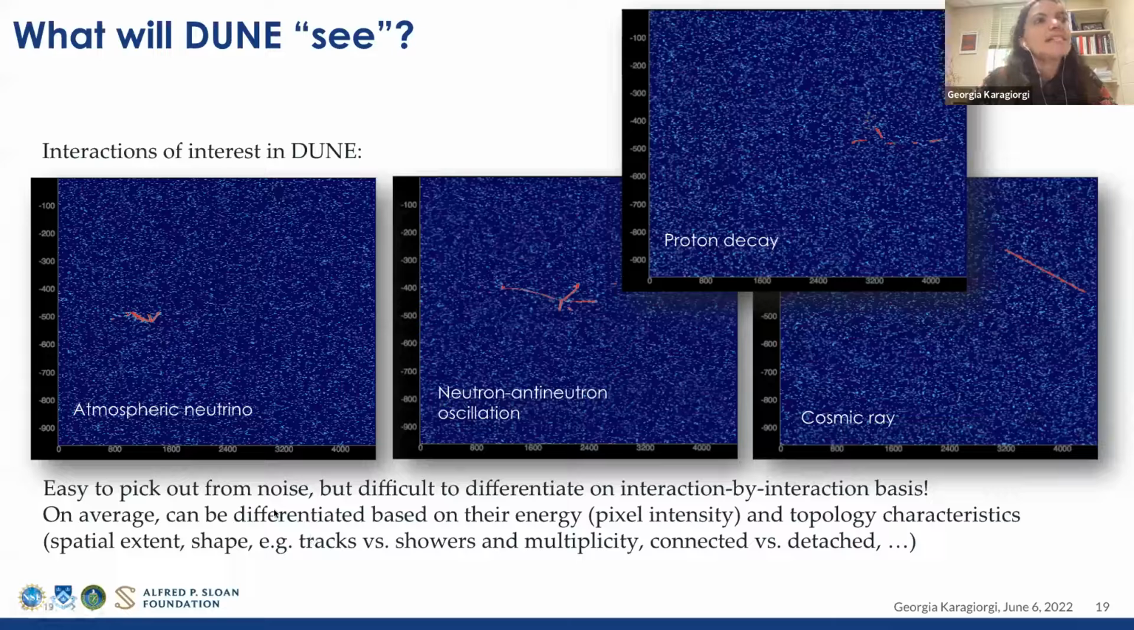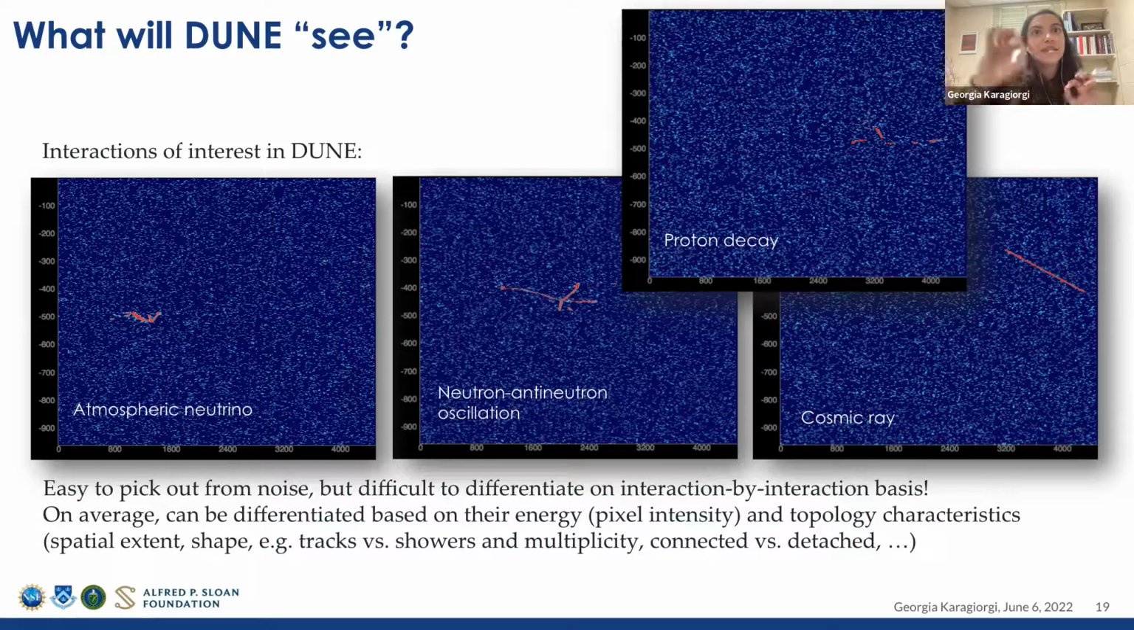So these are very easy to pick out from noise, although they are difficult to differentiate one from the other on an interaction by interaction basis. But on average, they can be differentiated based on their energy, the pixel intensity, and also their topological extent and characteristics. You know, how extensive they are in space, what their shape is, are they more linear versus spherical?